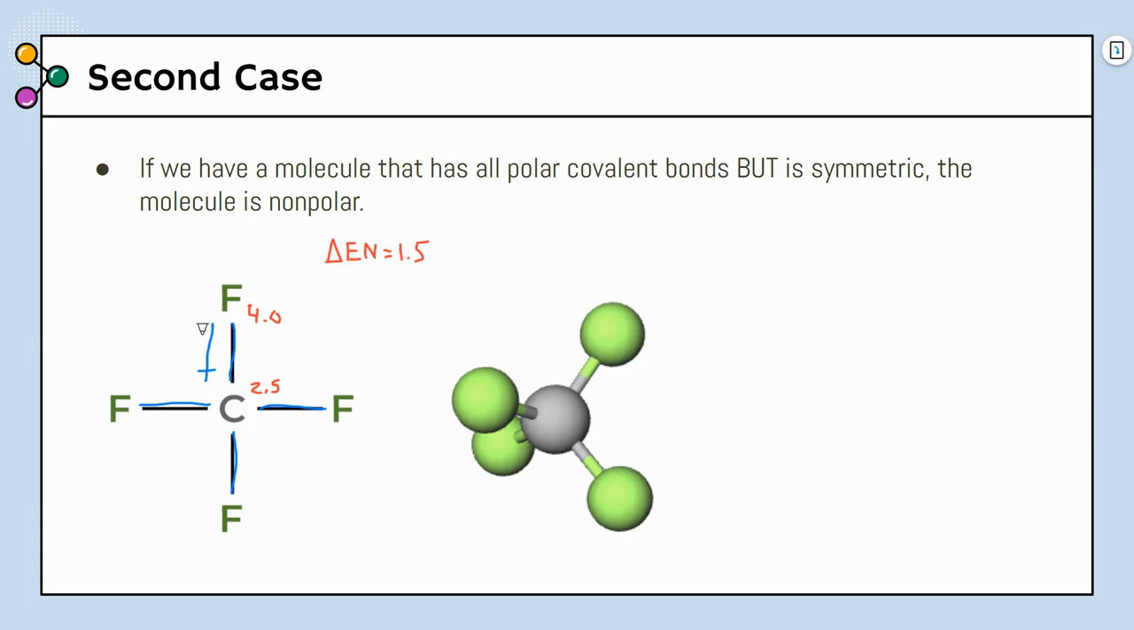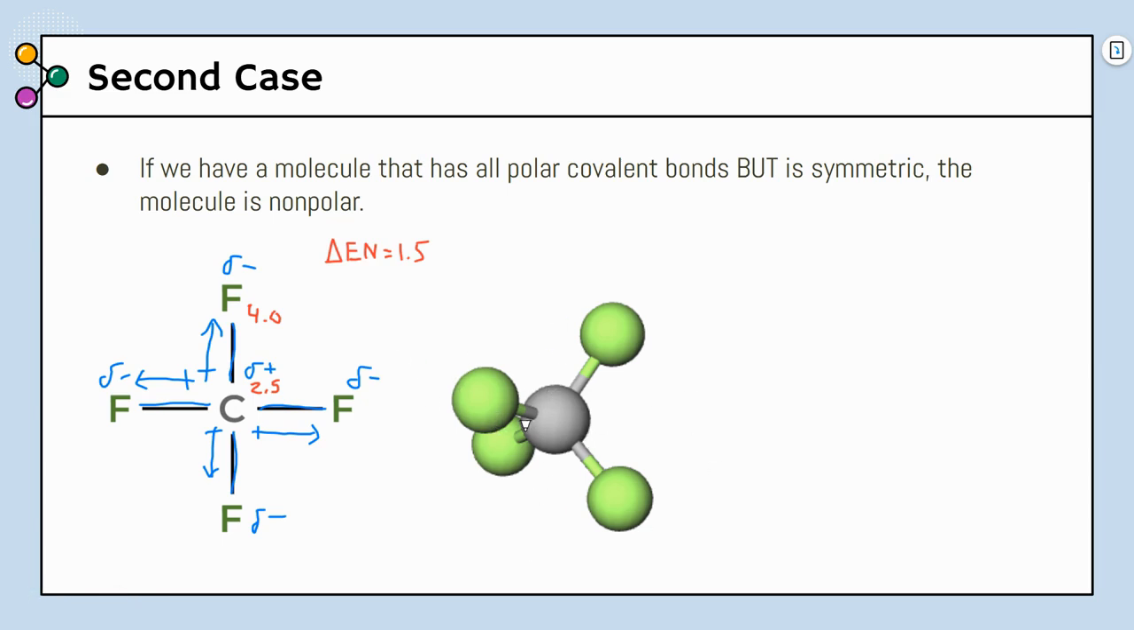The electrons are going to move from the carbon towards the fluorines, and that makes the fluorines feel a little bit negative, and it makes the carbon feel a little bit positive. So you would think that this molecule would be polar. We have negative regions and positive regions. This molecule would look like a magnet.